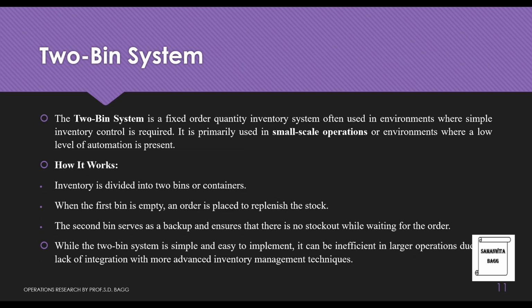The two bin system is a fixed order quantity inventory system often used in environments where simple inventory control is required. It is primarily used in small scale operations or environments where a low level of automation is present. How it works: inventory is divided into two bins or containers. When the first bin is empty, an order is placed to replenish the stock. The second bin serves as a backup and ensures that there is no stock out while waiting for the order.